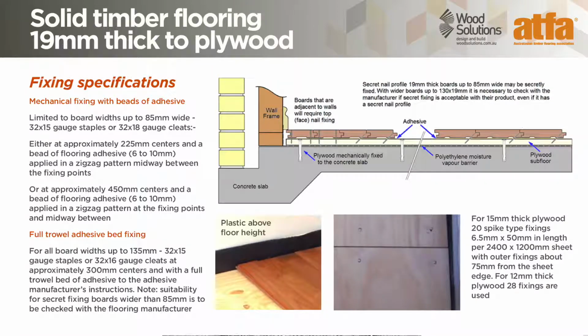This diagram can be found in many industry publications. It shows the installation process of 19mm thick solid timber flooring to plywood over a concrete slab. Some aspects to be aware of with this method of installation are: black 200 micron builder's plastic is recommended under the plywood.